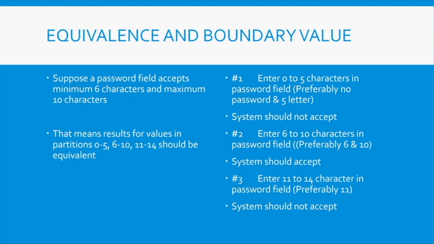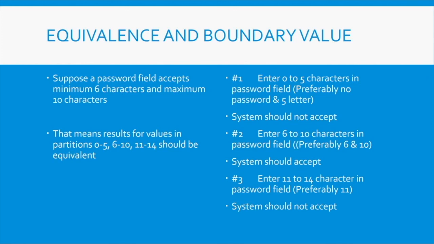So now you want to enter any length from 0 to 5. Preferably, you want to test that if I don't enter any password, it is fine, and you also want to use 5, using the boundary. In this case, we are going to be using equivalence partitioning and boundary value analysis together, because you put your test cases into partitions and you also use the boundaries of those partitions. Our first partition is 0 to 5, our second partition is 6 to 10, and the next partition is 11 to 14. Those are the partitions we set, but we're also going to use the boundary values of those partitions.